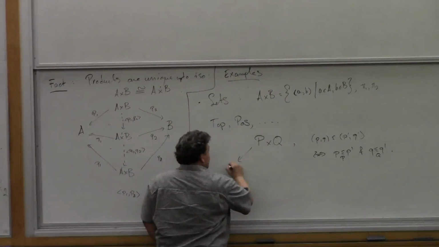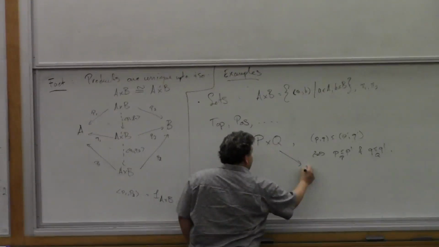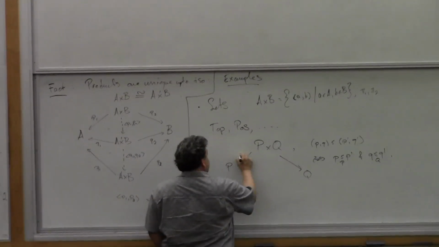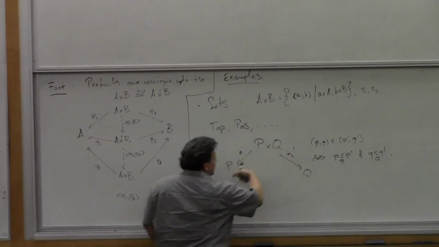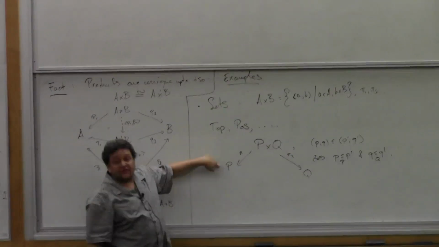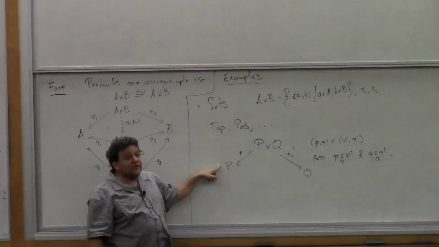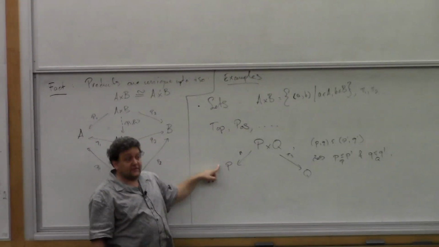Okay, so let's just see that this is really a product. Category of posets, just to kind of see what's going on here. Here's P1 and here's P2. Well, first of all, we have to check that these projections are monotone to make sure that this really is an object in the category of posets.